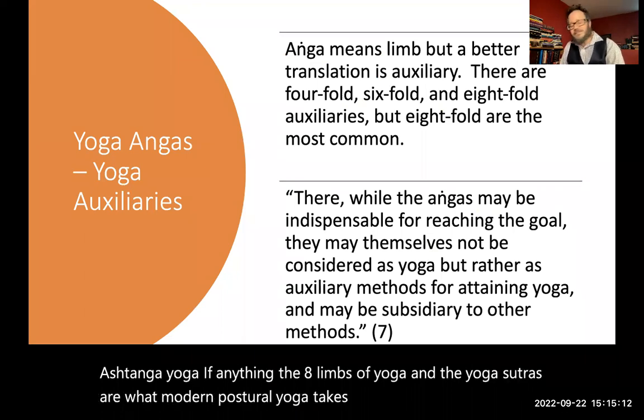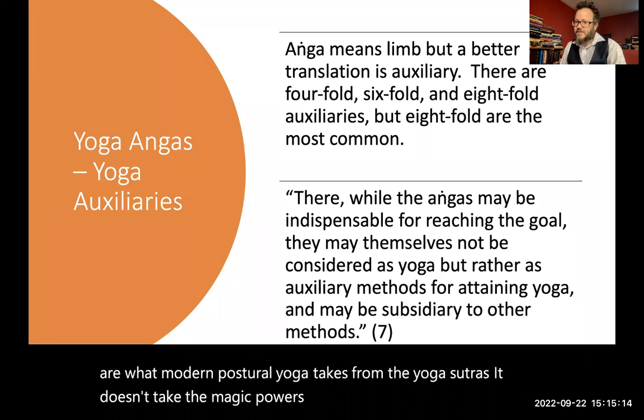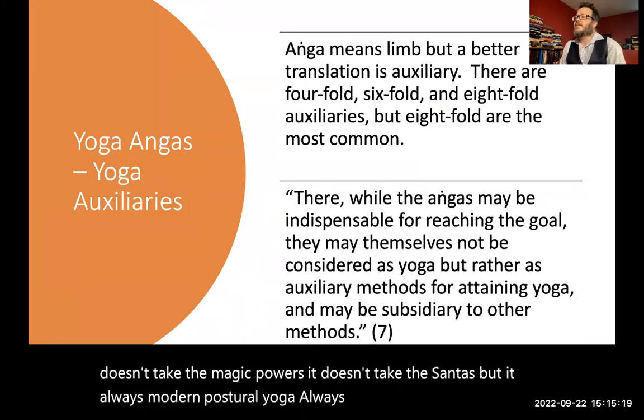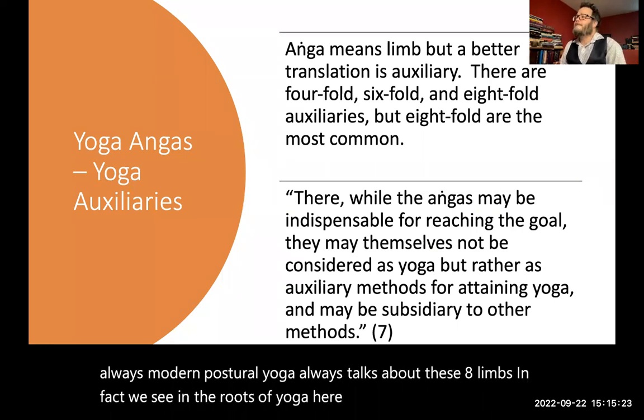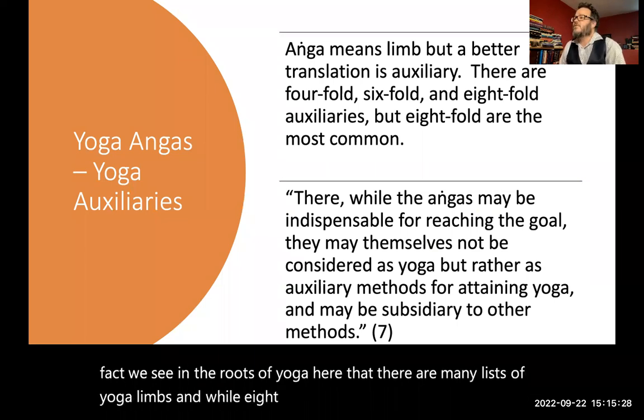If anything, the 8 limbs of yoga in the Yoga Sutras are what modern postural yoga takes from the Yoga Sutras. It doesn't take the magic powers, it doesn't take the Sankhya, but modern postural yoga always talks about these 8 limbs. In fact, we see in the Roots of Yoga here that there are many lists of yoga limbs. And while 8 limbs became the most prominent, there are many more.